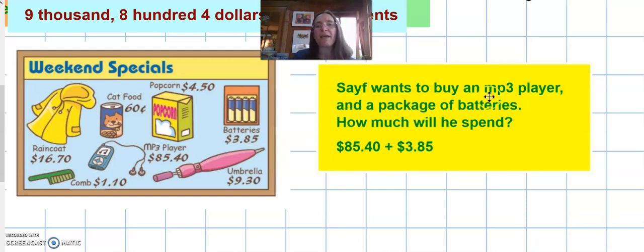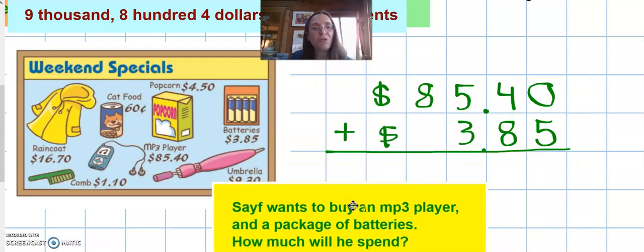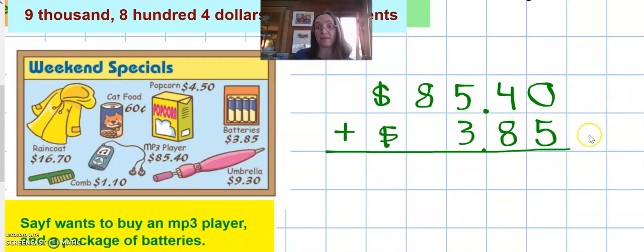So if Safe is buying an MP3 player that's $85.40, and he's buying some batteries, which is $3.85, how much will he spend? Well, if I see this kind of problem here, I think, ooh, that's just too much for me to handle mentally. And a lot of the time that's true. So we can use our stacking method to add this using place value.